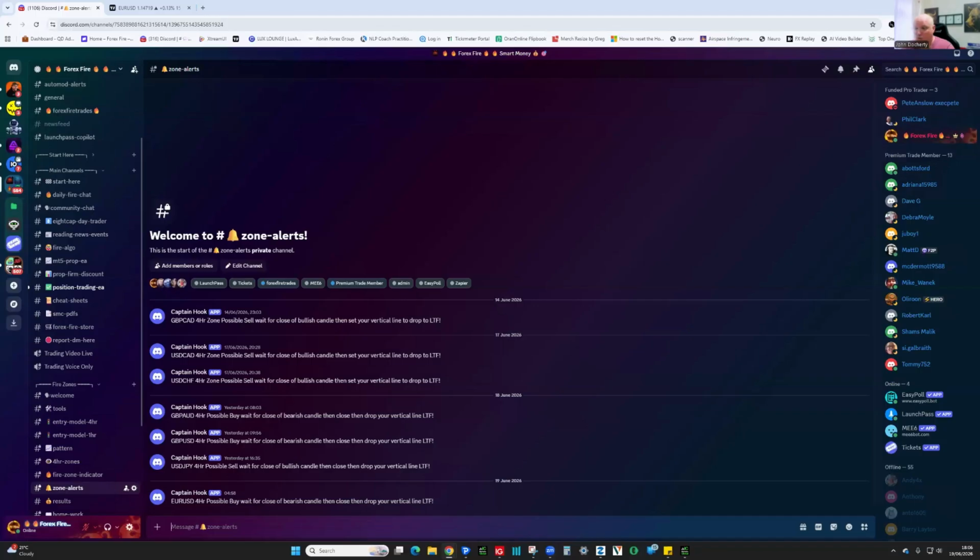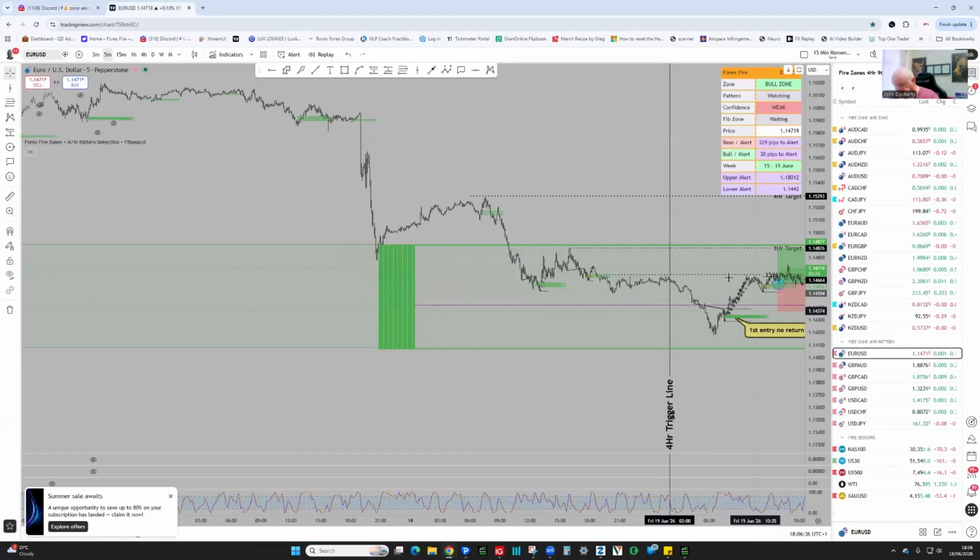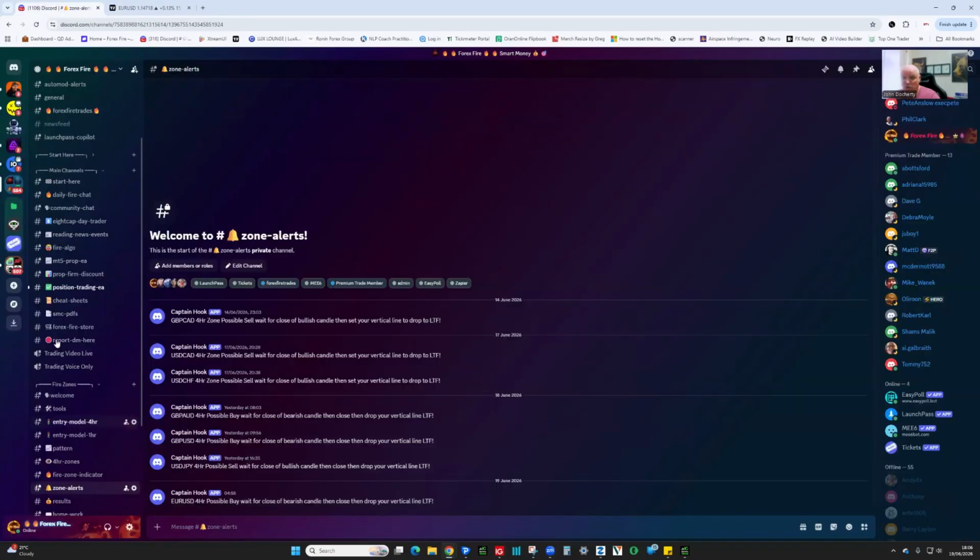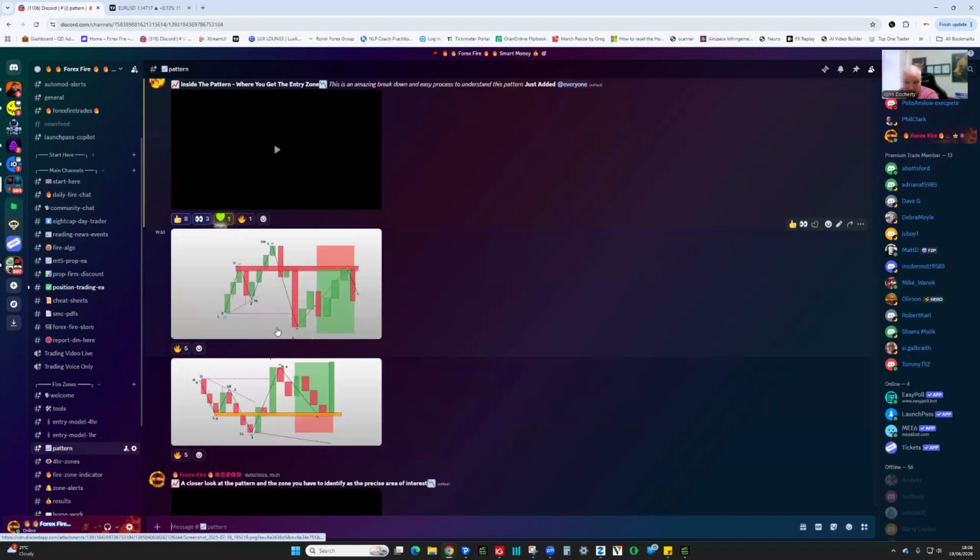Okay, so I'm just going to share the screen a minute. I'm going to talk a little bit before I go on to the trigger points. We get zone alerts which come into our Discord, and the alerts also come onto your TradingView. From here we use a 4-hour entry model, and we have built an indicator where we look for these patterns when we go into a zone of interest.